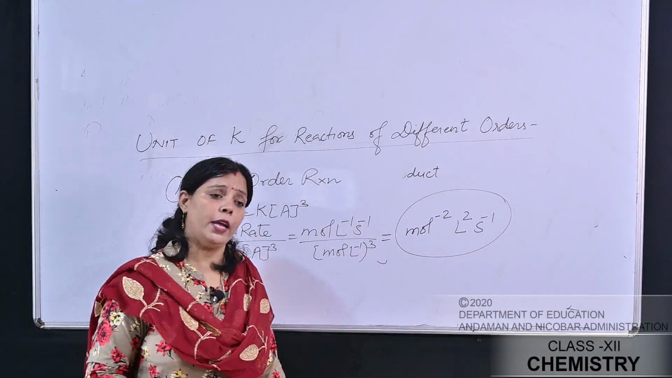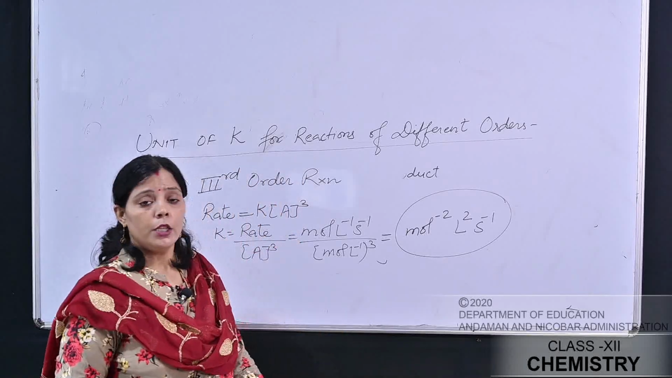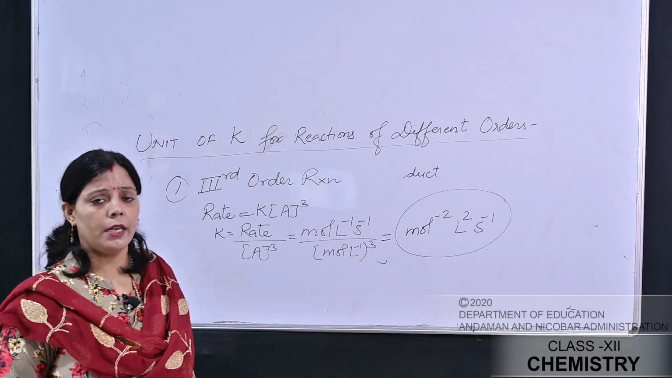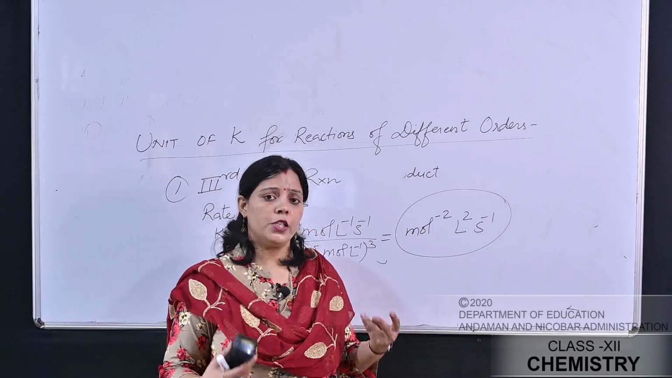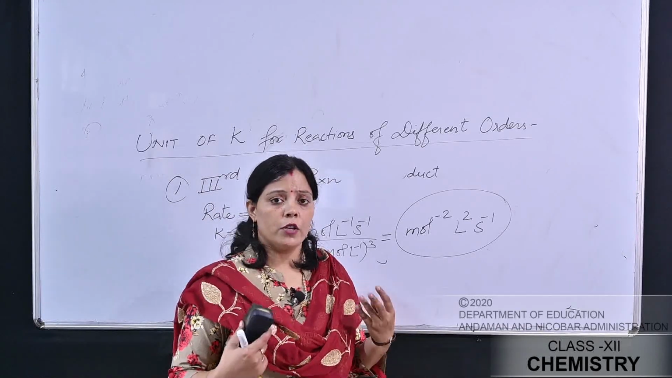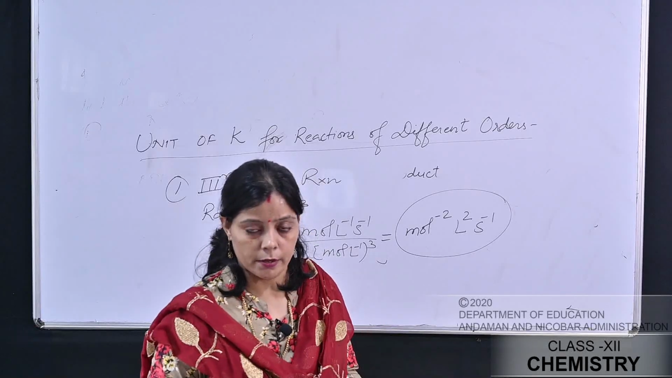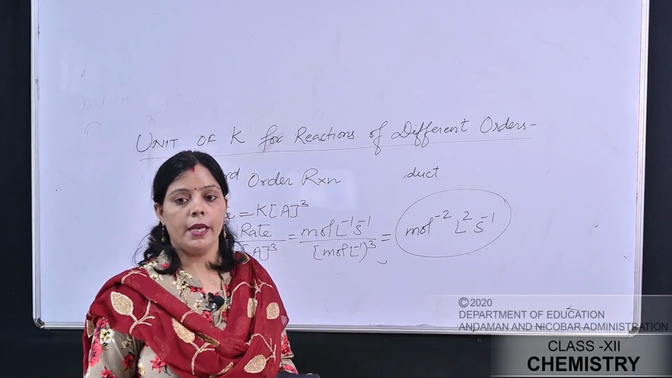So students, in this way we can calculate the unit of rate constant for any order of reaction: fractional order, zero order, first order, second order, or third order reaction. Okay, after that we come to the next topic.